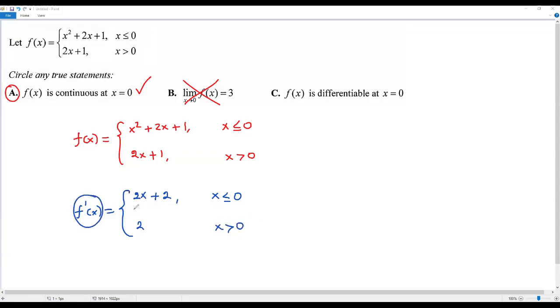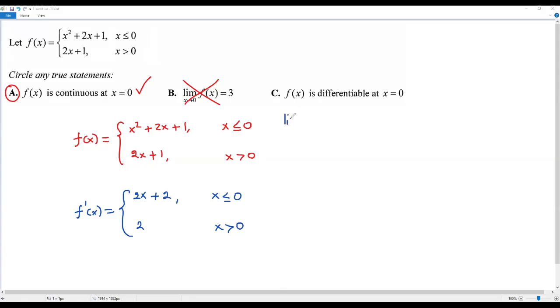Now, f prime of x is a piecewise function where the first piece is 2x plus 2 when x is less than or equal to 0 and the second piece is just 2 when x is greater than 0. Now to check whether f of x is differentiable at x equals 0, I have to evaluate the left side limit as x approaches 0 for f prime of x and the right side limit as x approaches 0 for f prime of x. Both of them must be finite and equal. Then we can say f of x is differentiable at x equals 0.